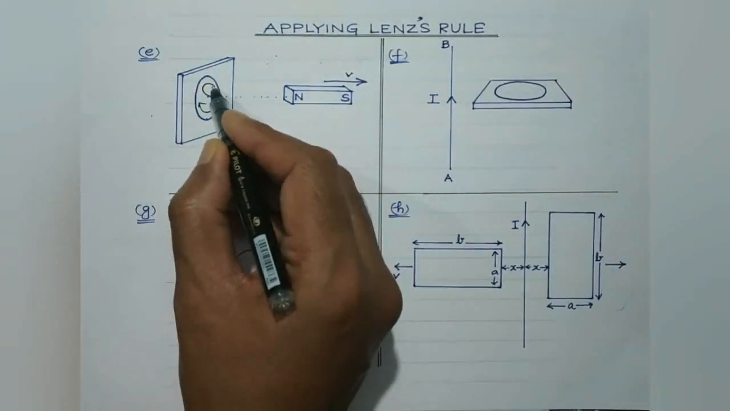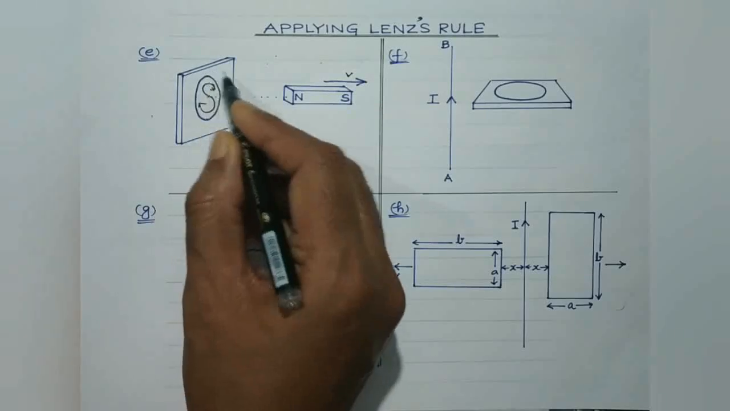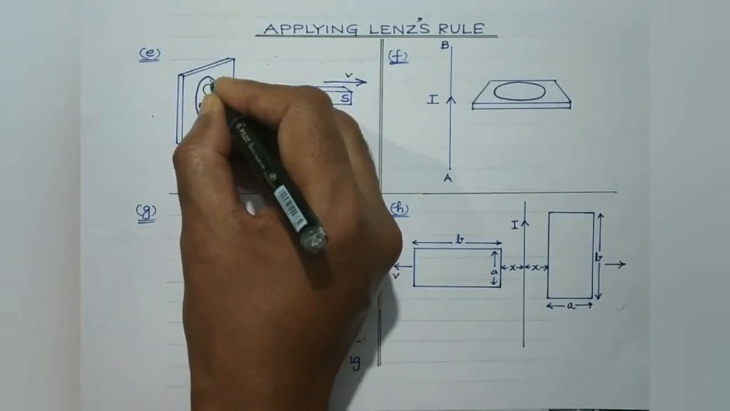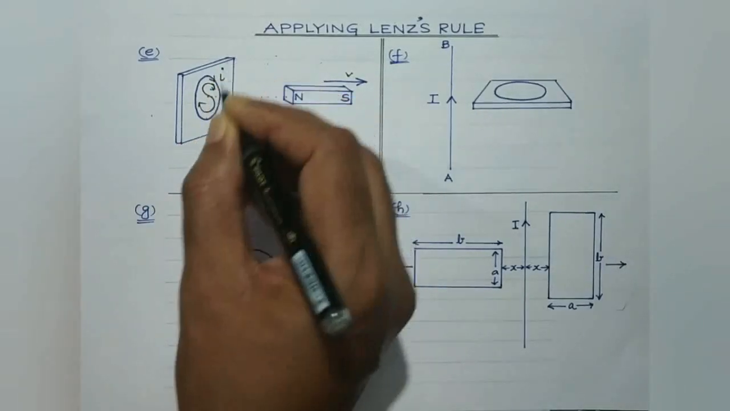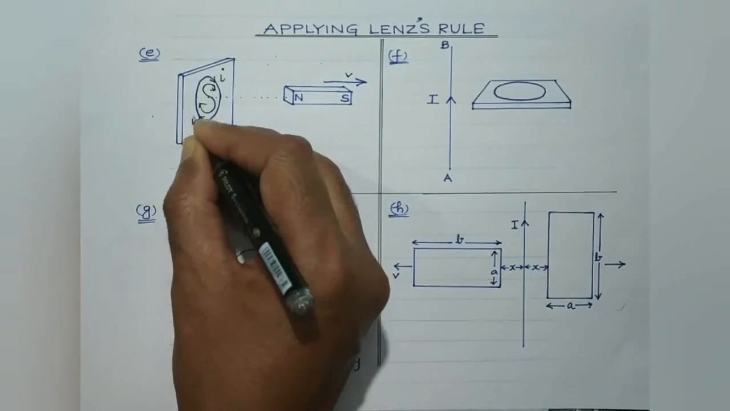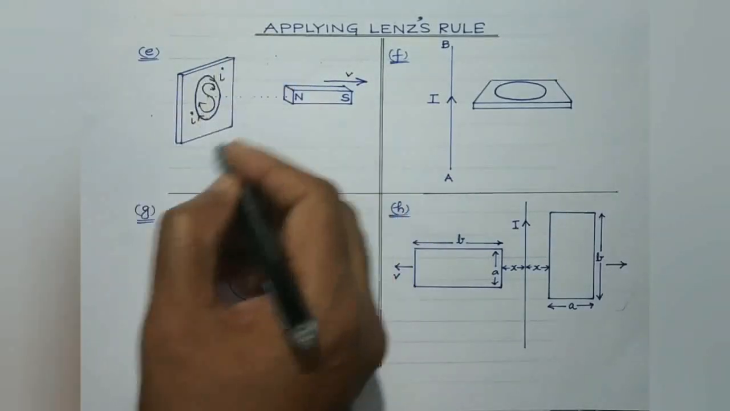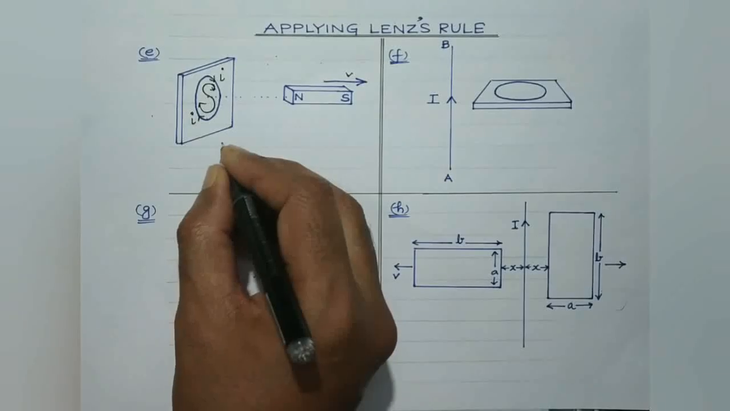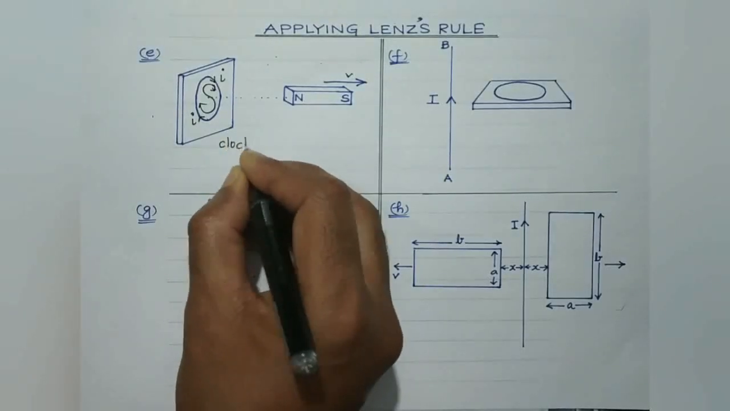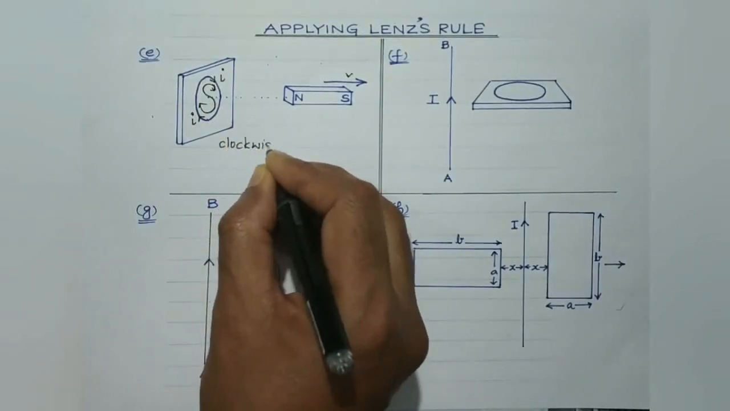And if this face of the coil acts as a south polarity, then the direction of the induced current must be in the clockwise direction. Right? So in this case, the direction of the current in this loop must be in the clockwise direction.